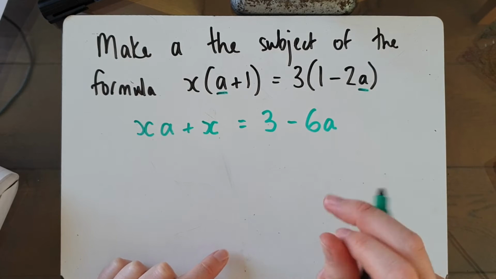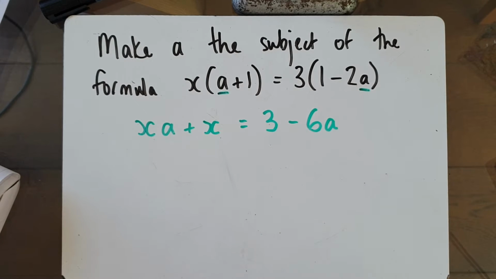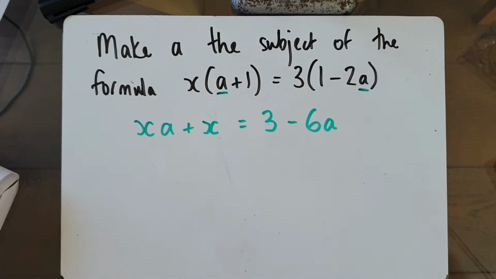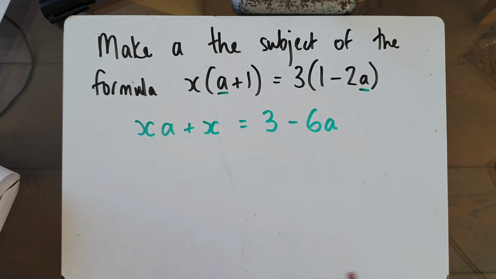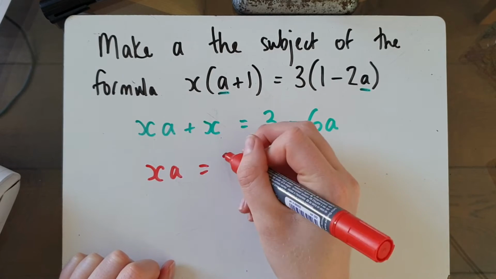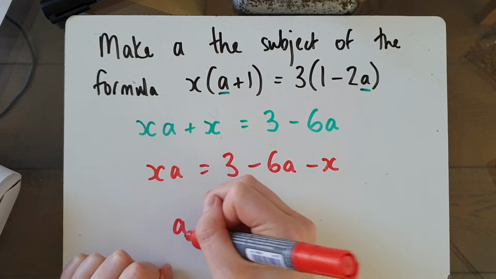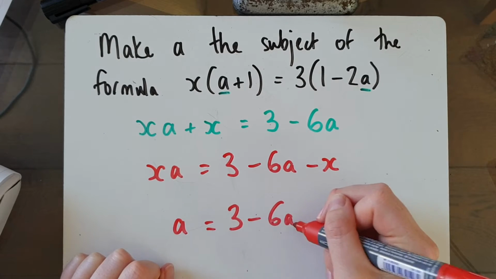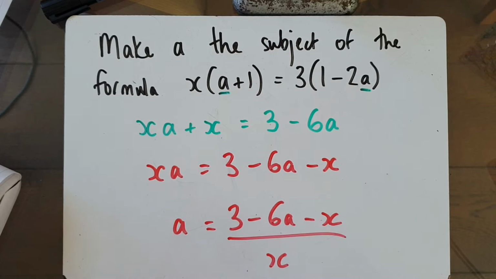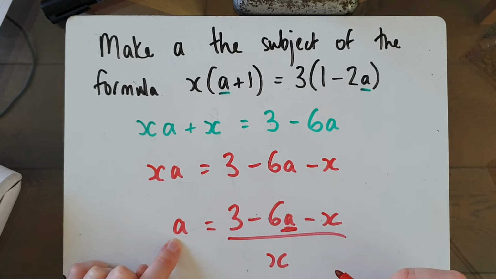Then I want to get all of the A's on one side and anything that hasn't got A in it on the other side. I'm just going to show you what you can't do. So this bit in red is not correct. If I did XA equals 3 minus 6A minus X, and then I divided by X, this is not correct. Yes, we have got A equals, but we've still got A on this side as well. So we haven't made A the subject.